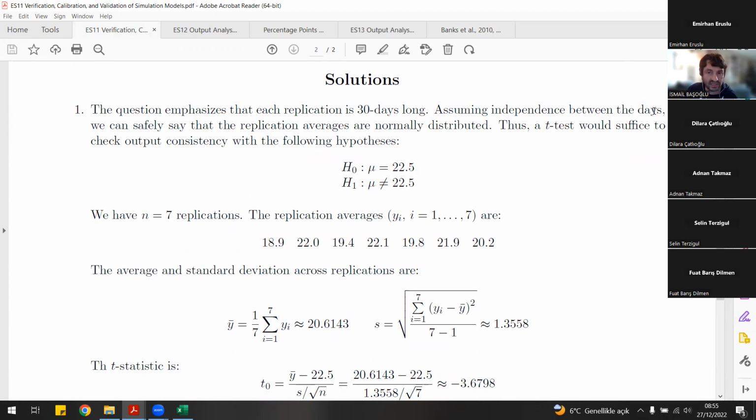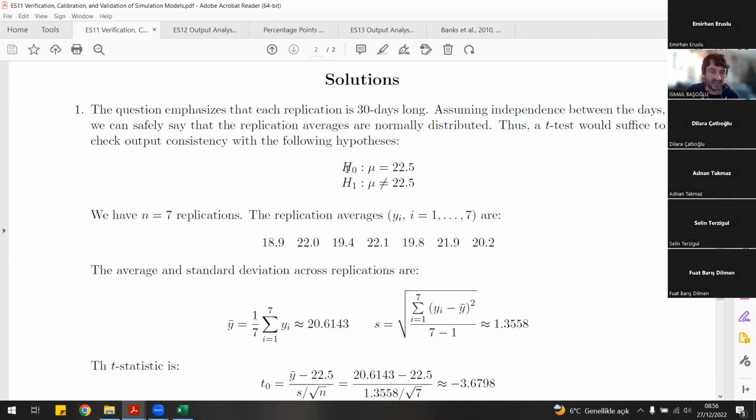Now we are assuming independence between the days, independence between the replications. And by the way, the question states that there are 30 days. Each replication is 30 days long, and we are calculating the daily average number of jobs in the system. Therefore, with these 30 days results, even the replication results or the replication averages can be said to be normally distributed. And therefore, we can safely apply a t-testing procedure even if the sample size is small.